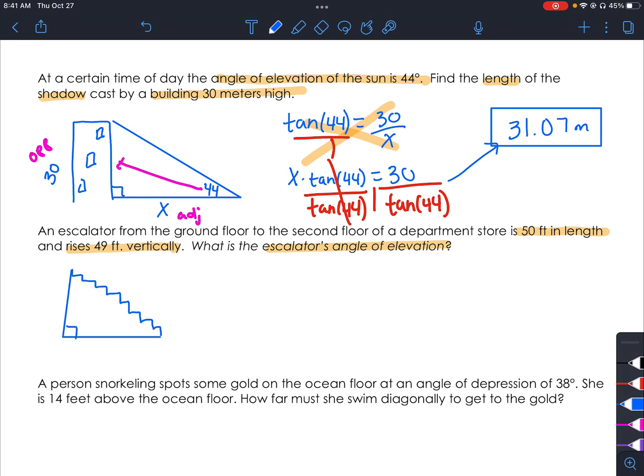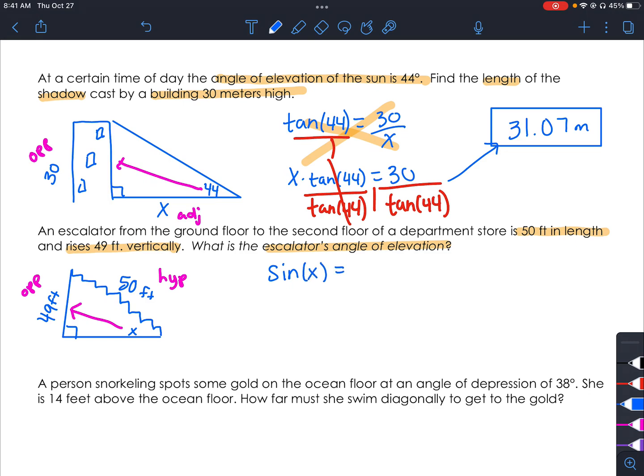So it says, and that's a terrible right triangle, but it rises vertically 49 feet. And it is 50 feet in length. So the actual length of the escalator is 50 feet. What is the angle of elevation? And we know that's from the ground. Label your sides. That's opposite, and this is hypotenuse. Opposite and hypotenuse is sine.